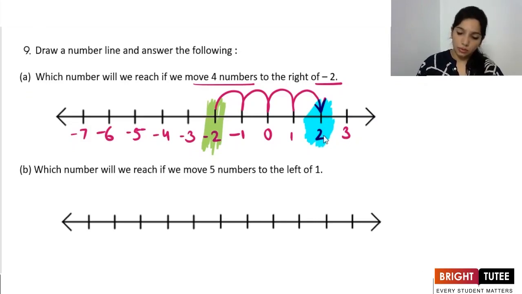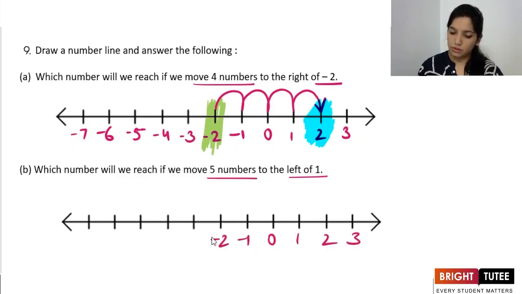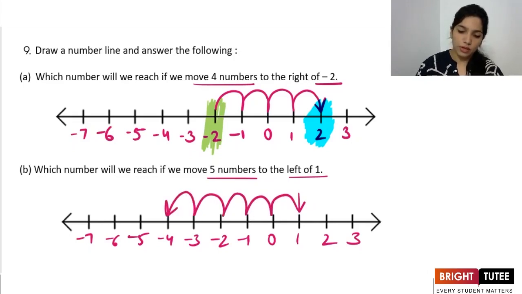Okay. Now, which number will we reach if we move 5 numbers to the left of 1? Let's put some numbers: 0, 1, 2, 3, minus 1, minus 2, minus 3, minus 4, minus 5, minus 6 and minus 7. Starting from 1, we need to move 5 numbers to the left. So 1, 2, 3, 4 and 5. Where do you see yourself landing? We are landing on minus 4. I hope this is clear.